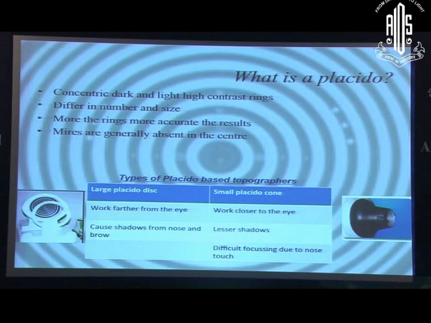There are two major types of Placido's based devices available for topography. One is a bowl shape. A bowl shape device is a very large device which has multiple rings. And the second one is a cone shape, which is a smaller device. The advantage of the bowl, well, the patient can be sitting a little farther. But the disadvantage, well, because it's such a big thing, you get a shadow from the nose, whereas in the cone type, you don't get a shadow from the nose.